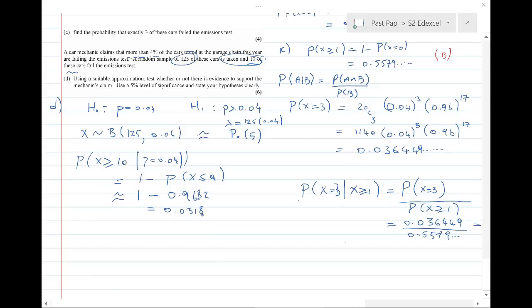This is when we need to look at our significance level, which is 5%, so this is less than 5%. Okay, so that means that we reject H0 and accept H1. There is evidence to support the mechanic's claim.